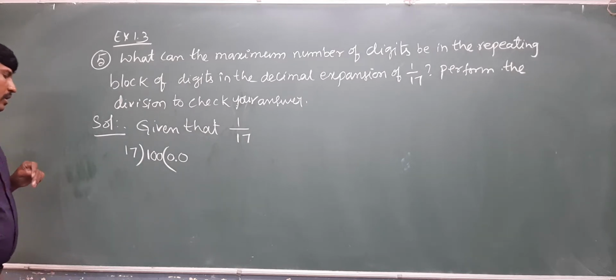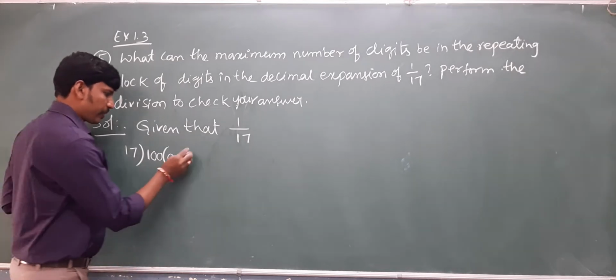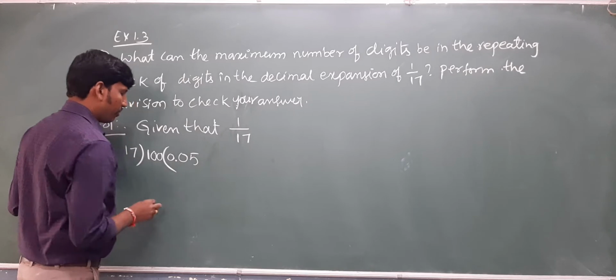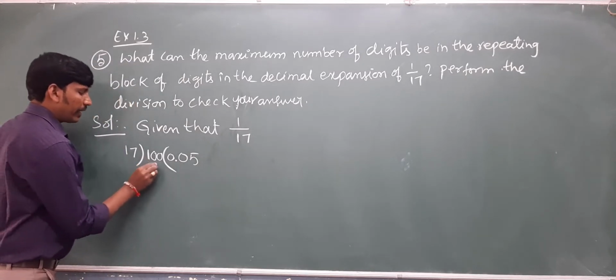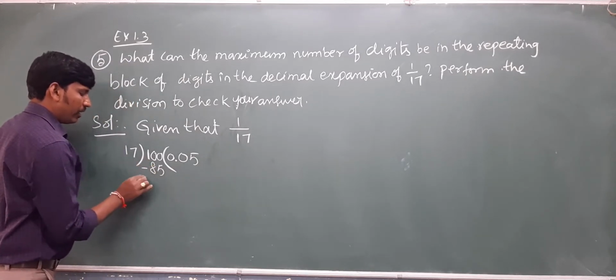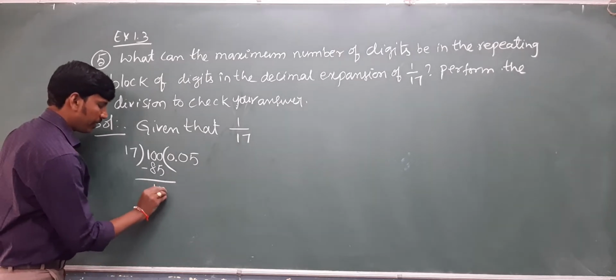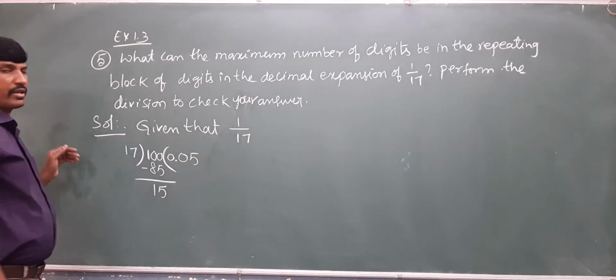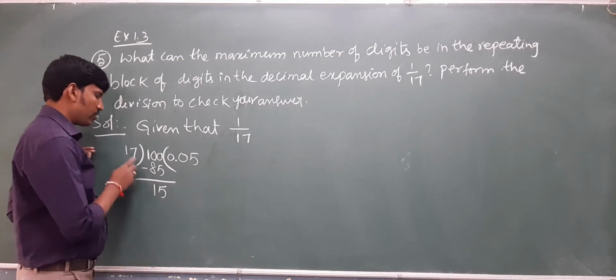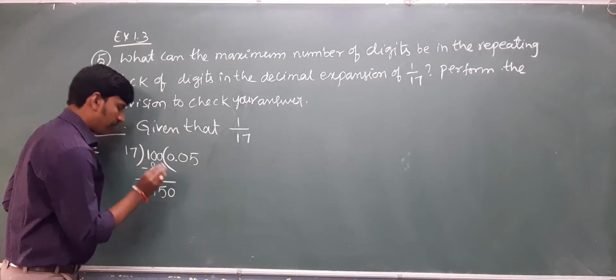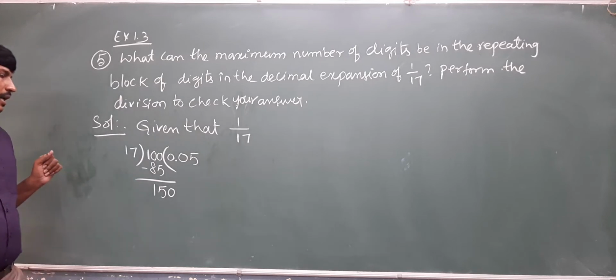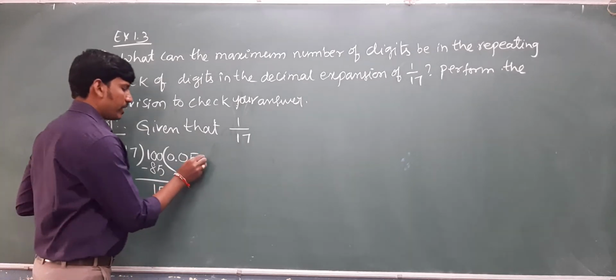Okay. Now 17 5s are how much, my dears? 17 5s are, it will become 85. Okay. And subtract these two. 100 minus 85 is 15. Clear? 100 minus 85 is 15. 15 is not possible in the 17 table. 150 we will get here. 17 9s are how much, my dears?